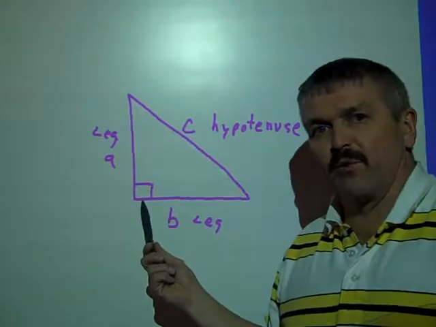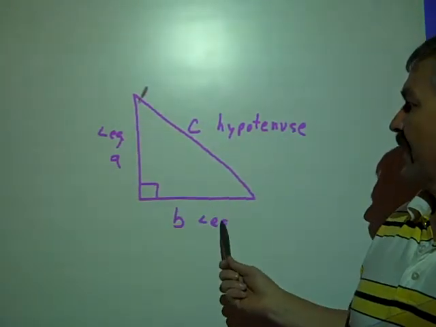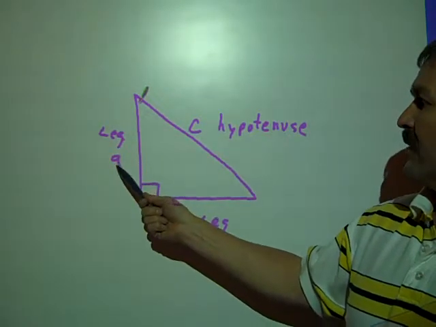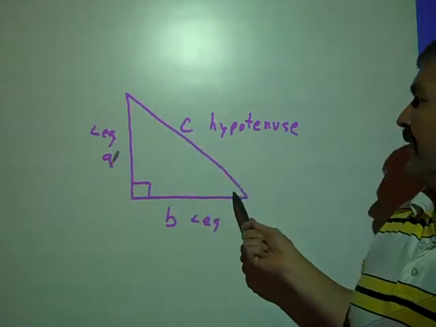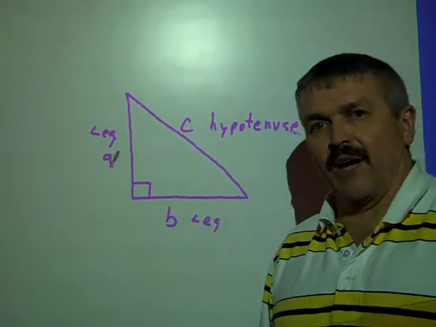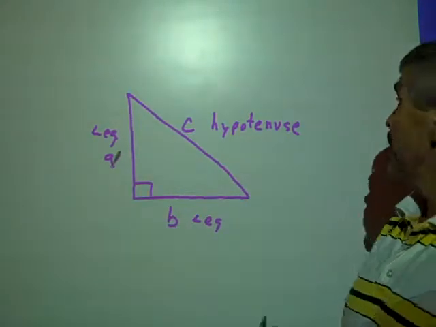Here in this right triangle, the lines going off the right angle are called legs. One is going to be called A, the other is going to be called B. The long line across from the right angle is called the hypotenuse. The hypotenuse in this case is going to be called C.